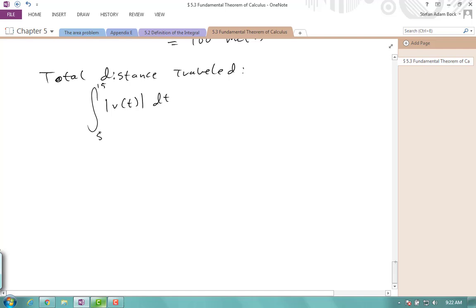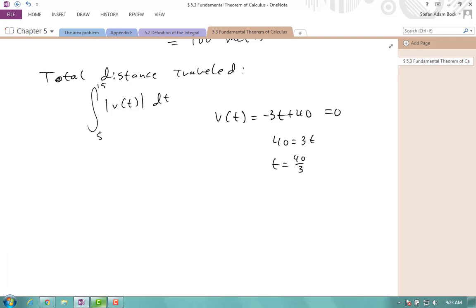So the easiest way to do this is to decide where the velocity is positive and negative. So we'll set it equal to 0, and we'll get 40 equals 3t, or t is equal to 40 divided by 3. Now, I have a fairly simple function, so I can tell right off the bat that before this time, my velocity is going to be positive, and after this time, my velocity is going to be negative. And I know that because this is a linear function and my slope is negative. So I know that my velocity is going to look something like that.